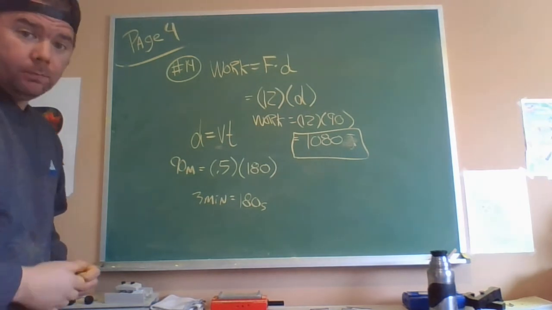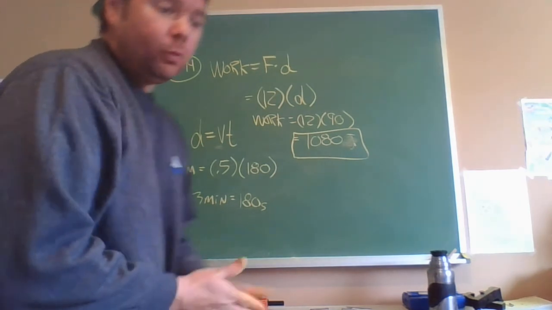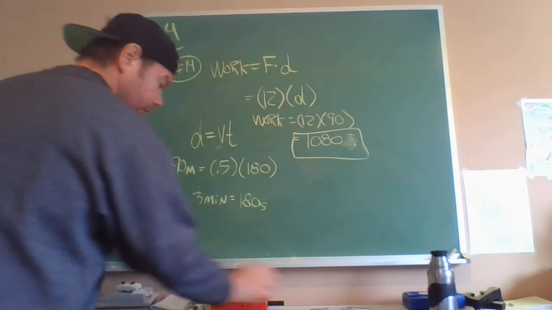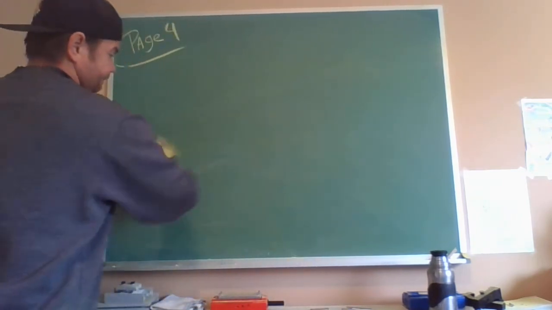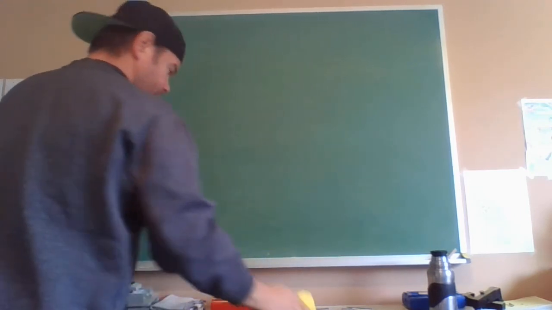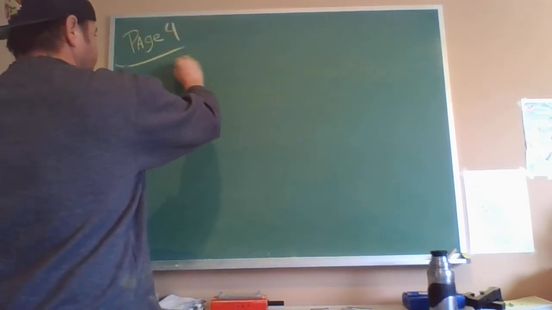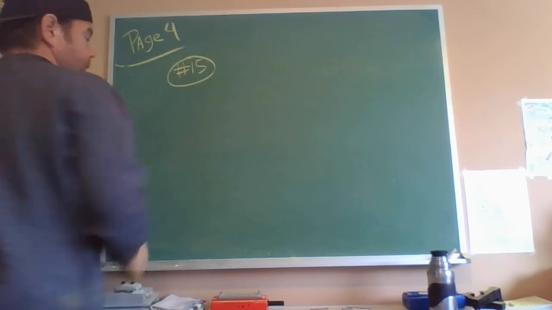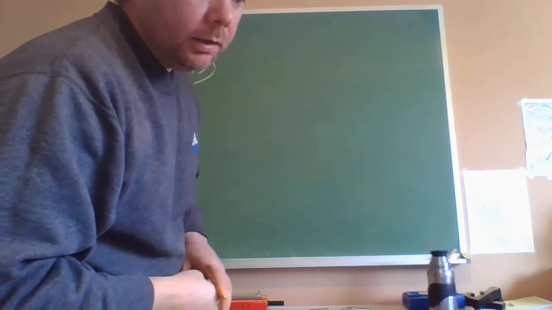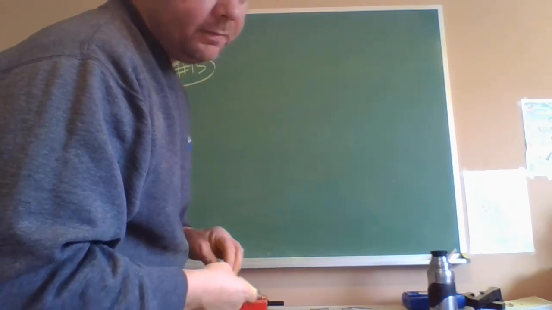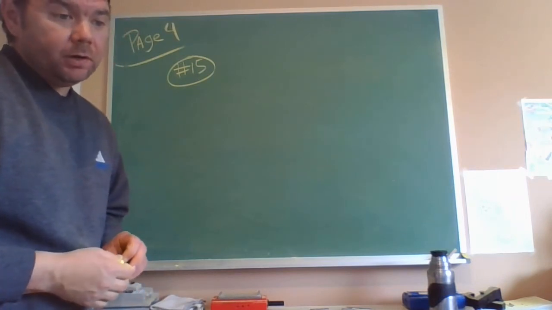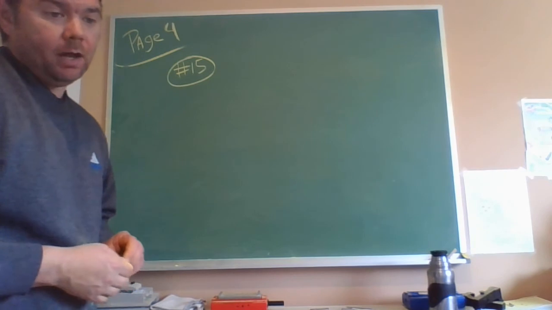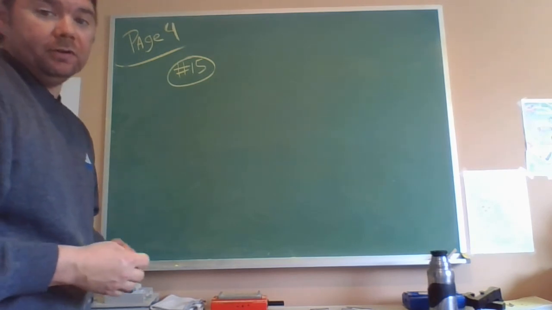Okay, one more to go, folks. One more to go. What is the deal? Number 15. Let's see. All right, number 15. What is this about? A 55 kilogram bicyclist on a 7 kilogram bicycle speeds up from 4 meters per second to 20 meters per second. How much work was done to increase this kinetic energy?